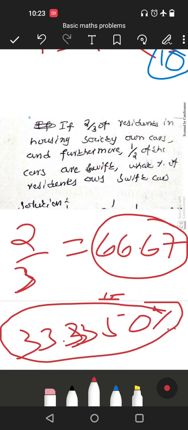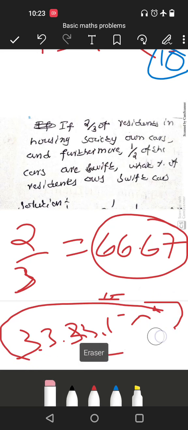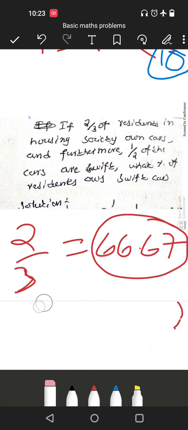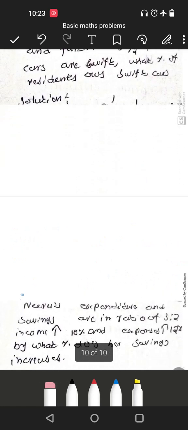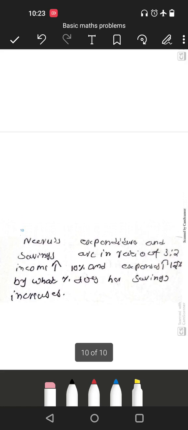So instead of going for complex calculations, we can solve this particular problem in this simple way. That is why in data interpretation itself, I told we should know about fractions and proportions as well, and how to convert fractions into percentages. So this is the last question for today's class.